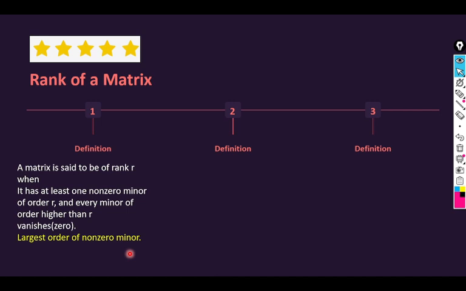We'll come to this. What is this largest order of a non-zero minor? Let me explain with a very simple example. I will write one small matrix here. Suppose our matrix is 1, 2, 3, 4, then I will write 2, 4, 6, and 8. And then I will write here -1, 0, 0, 0. Suppose this is the matrix.